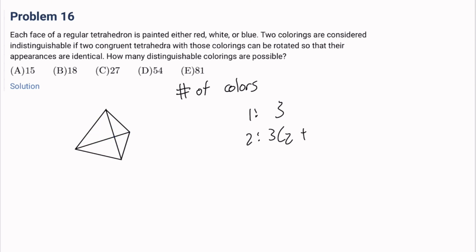Plus, we could also have just one face be a different color, and the other three will be the same color, right? And so that will just be choosing 3 colors for the bottom one, times choosing one of the other 2 colors for the sides. So that's times 2. And so this is going to be equal to 3 plus 6, which is 9, right?